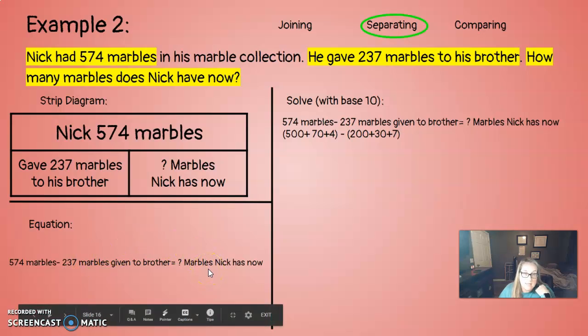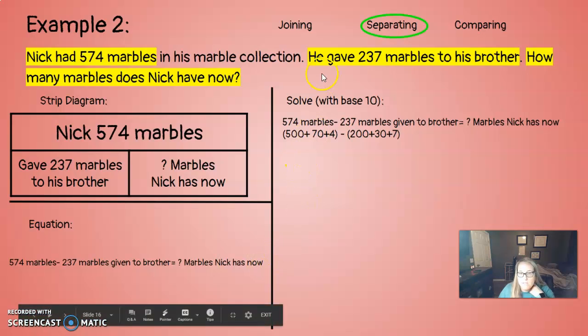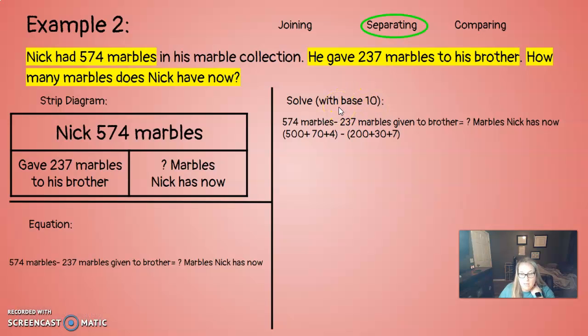Now remember, there's lots of ways you could solve it. I'm using subtraction to figure it out. If you have another way to figure it out, that's completely fine. So we are going to solve with base 10. So remember, base 10 means we're going to draw our base 10 blocks to help us. Before I do that, I'm going to use expanded form to help me to decide how I'm actually going to draw this. So with subtraction, remember you start with your biggest number. So I'm going to model 574.